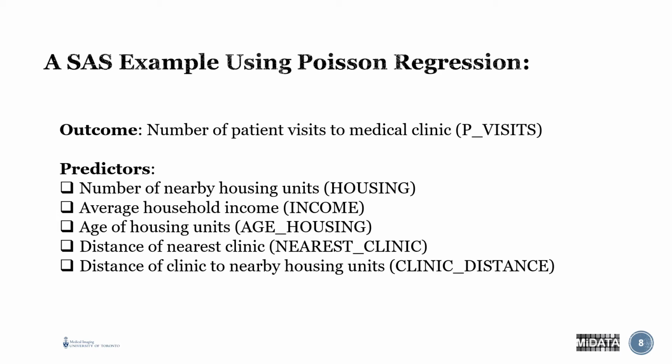So let's jump into a SAS example using Poisson regression. Our outcome is going to be the number of patient visits to a medical clinic. And our predictors, or explanatory variables, are going to be, first, the number of nearby housing units, so how densely populated the area around the clinic is. The average household income. The age of the housing units, meaning how old the housing units are. The distance to the nearest competing clinic. And the distance of the clinic to the nearby housing units.